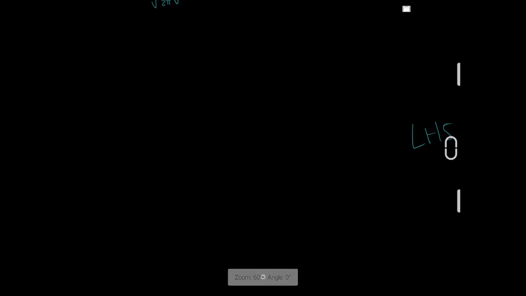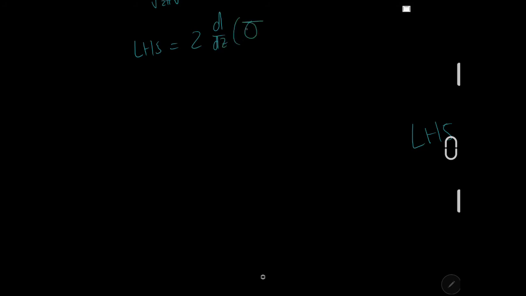So we have the left-hand side is equal to 2 d/dz of phi of square root of z. Okay, so we need to take the derivative of this function. Now, we don't have the function in terms of z, so we can't just put a derivative there. We have to use the chain rule. So it's going to be equal to the derivative of phi evaluated at root z, multiplied by the derivative with respect to z of that thing.